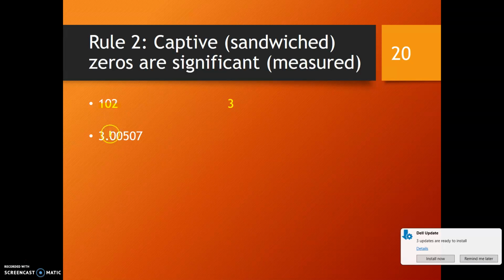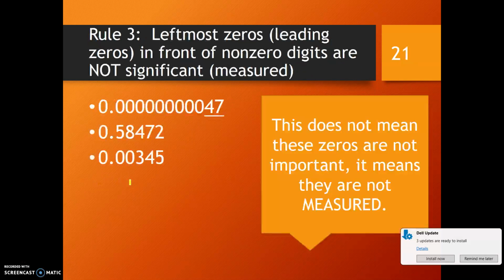In the number 3.00507, the 3 would be considered significant. The 0, the 0, the 5, the 0, and the 7 would all be considered to be measured. So that number would have 6 significant figures. All of those are considered measured numbers. In the number 550.01, the 5, the 5, the 0, the 0, and the 1 are all considered to be measured.